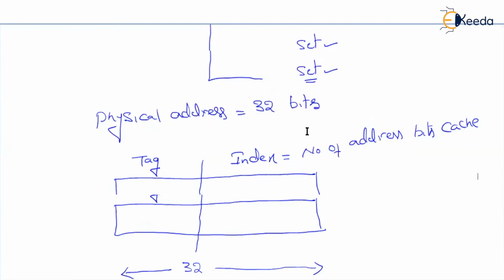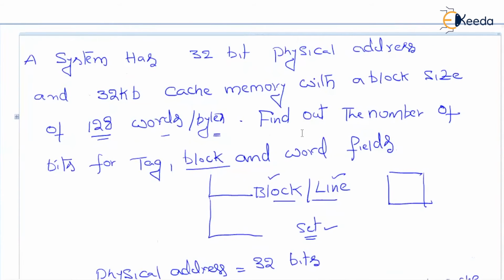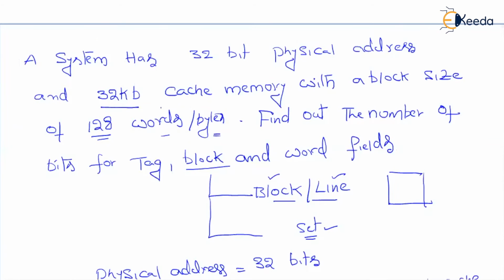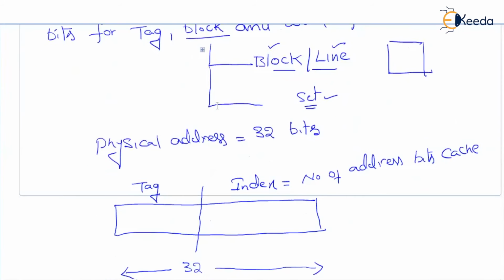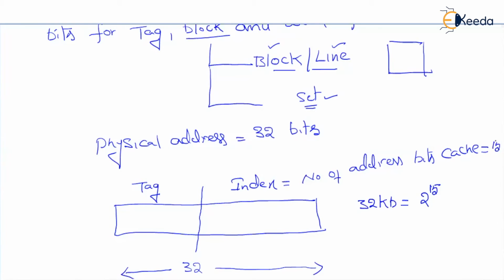So let us go to the cache memory. What is the cache? Cache is given as 32 KB. So 32 KB is equal to 2 power 15. Okay, so the index field should be equal to 15 bits, right? So index is equal to 15 and the tag is equal to the remaining bits. So tag is equal to 17. Tag is equal to 17 and the index is equal to 15.